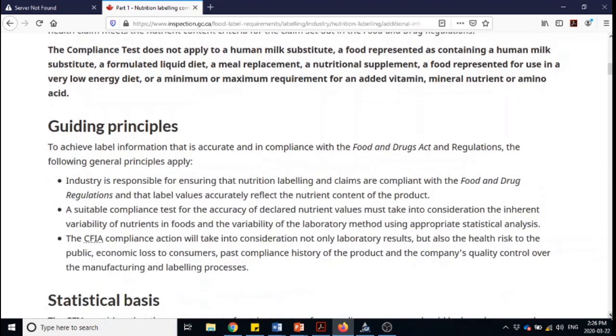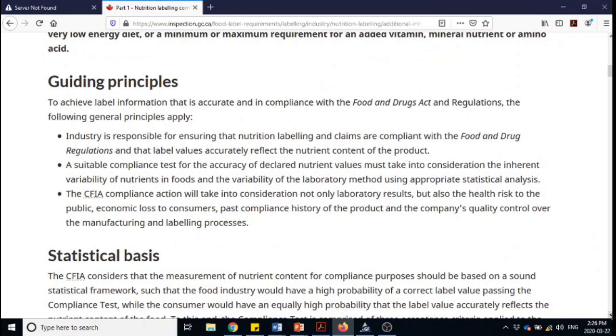So the guiding principle is that industry has the core responsibility behind the labeling. It is not up to the CFIA to be out invigilating and managing this. It is up to the industry to be responsible that things are compliant. That said, CFIA's role is to make sure that that compliance is in place. And CFIA also doesn't want to be out there being punitive unrealistically.